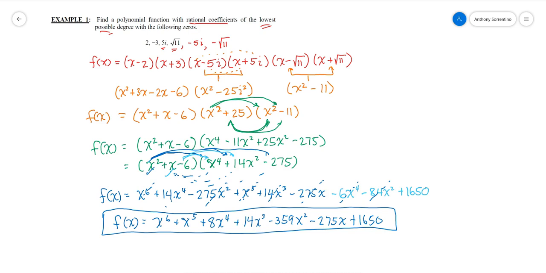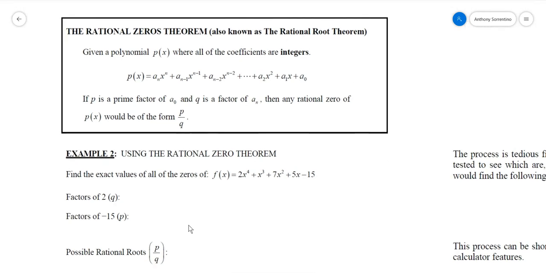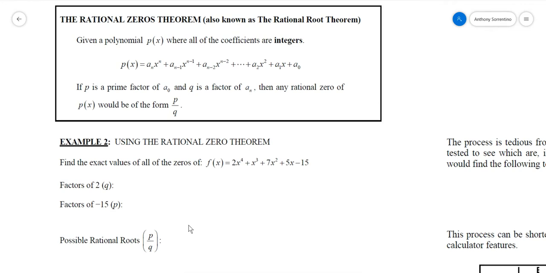Now another thing that we can use to help us identify rational zeros is called the rational zero or rational root theorem. So let's have a look at that rule. The rational zeros theorem, sometimes known as the rational root test: if you're given a polynomial where all the coefficients are integers, which is generally what we're going to be facing in most of the examples, they're all integers.